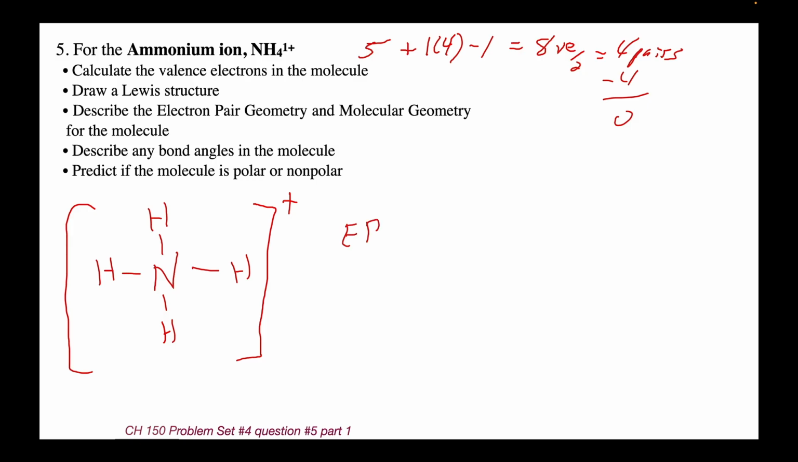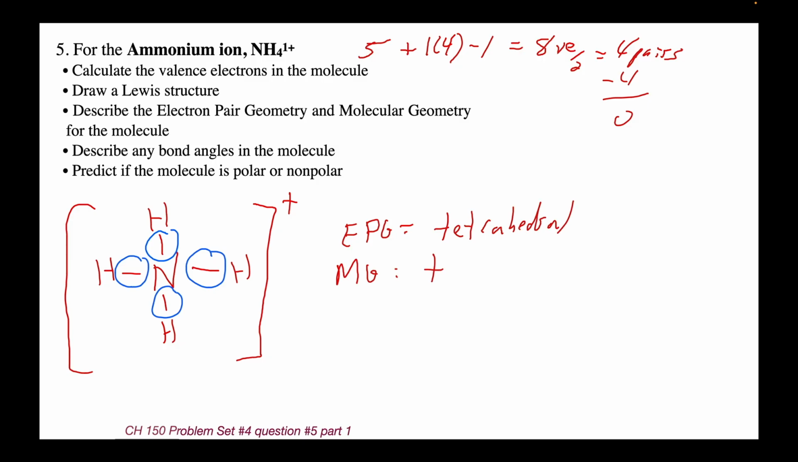Now, electron pair geometry, pretty chill. The nitrogen, like the other ones we've seen, has 1, 2, 3, 4 clouds around it. All the clouds are connected to atoms. They're all the same kind of atom, too. So 4 clouds means the EPG is going to be tetrahedral. And molecular geometry is going to be the same. There are no lone pairs, so EPG and MG will be the same. They're both tetrahedral molecular geometry. Anytime you have tetrahedral, it's 109 degree angles like the other ones we've seen so far.